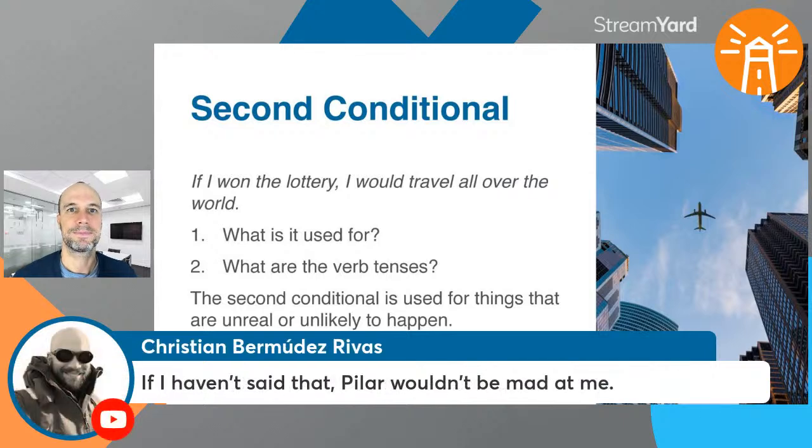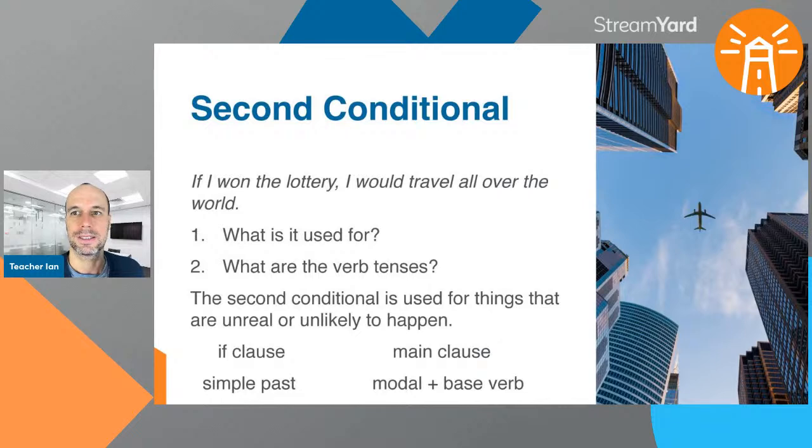That's a great sentence. If I haven't said that, Pilar wouldn't be mad at me. Very close. You're so close, Christian. You just want to say past. If I hadn't said that, Pilar wouldn't be mad at me. So this is kind of an unreal thing because you can't go back in time, right? As much as we might want to, it's not possible to go back in time. So change one thing, Christian, if I hadn't said that, and your sentence would be perfect.